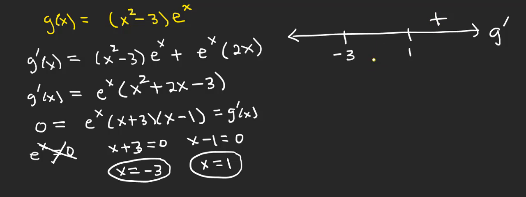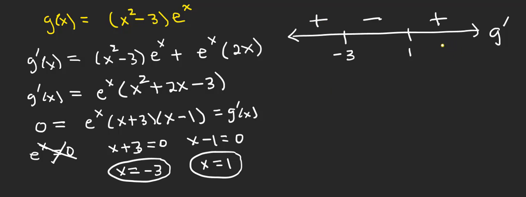What about over here? Let's plug in 0. Negative times positive, so negative. Now choose any nice number over here. Negative 5, negative 6, doesn't matter. So negative times negative is positive, so it will be positive.